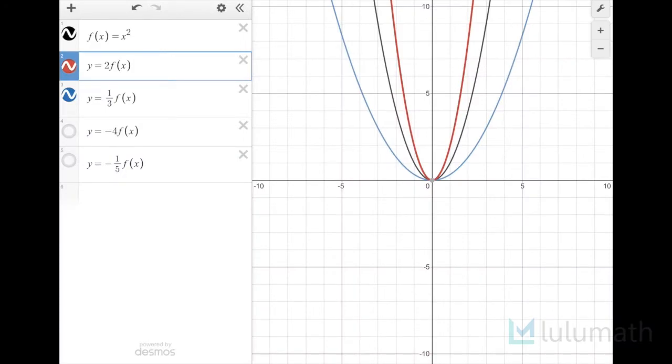Let's see if that is true here. So y equals negative 4 f of x is reflected in the x-axis and it is stretched vertically. And y equals negative 1/5 f of x is reflected in the x-axis and it is compressed. It looks wider. It appears wider because it is shorter.